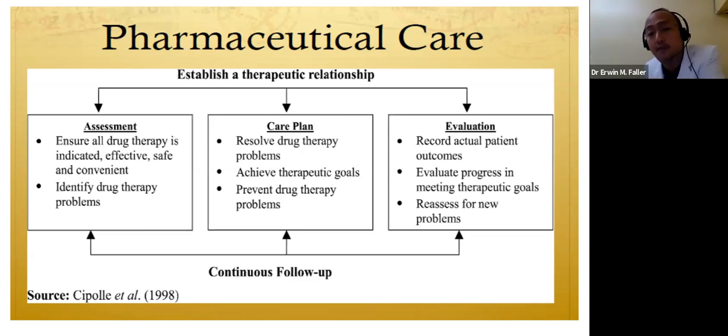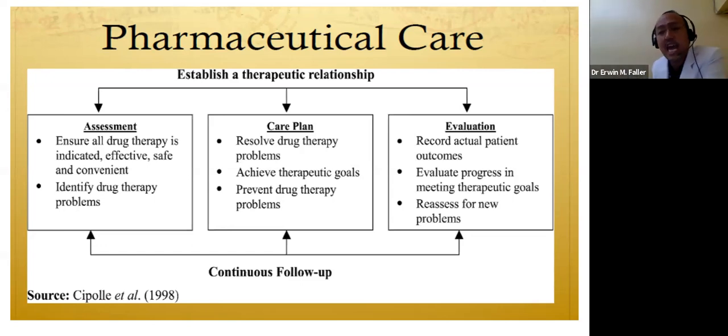Now, have we achieved a good therapeutic relationship? Do we have a good assessment and data for our patient? Do we also have a good intervention? And of course, have we met the therapeutic goal? All of this, in the botica, in the hospital pharmacy, or as a clinical pharmacist, we'll be able to continue with follow-up.